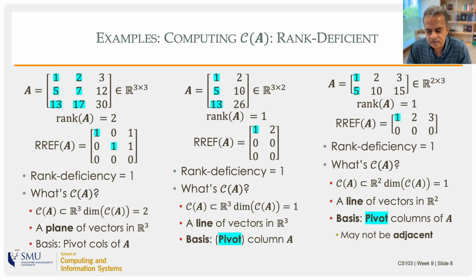If there's only 1 linearly independent column, there will be only 1 linearly independent row also, because the row rank is the same as the column rank. That was the teachable moment there. Alright, so the rank deficiency is again 1.